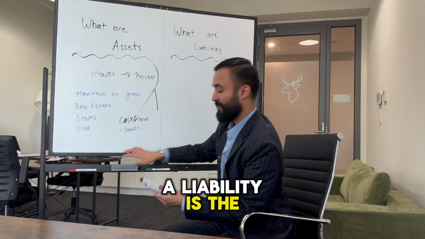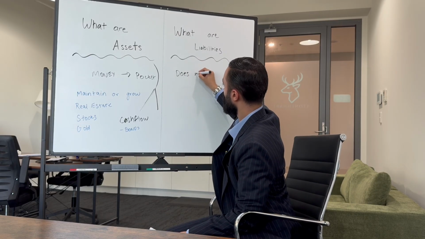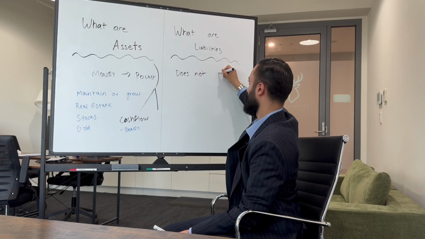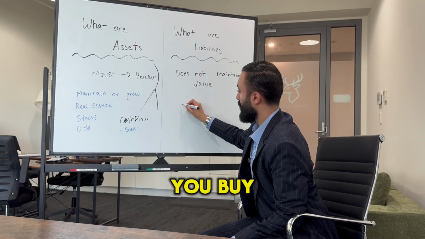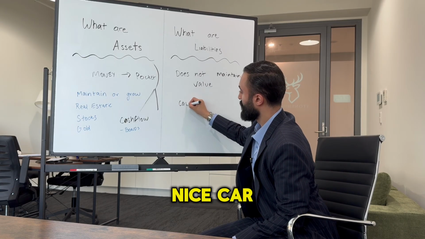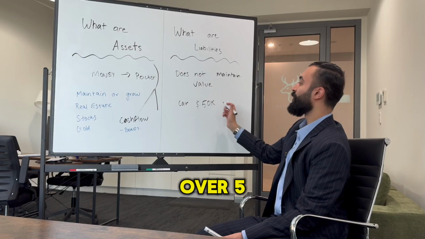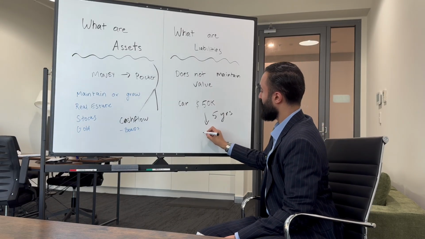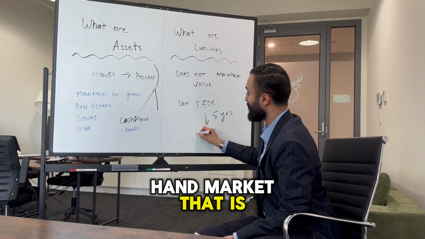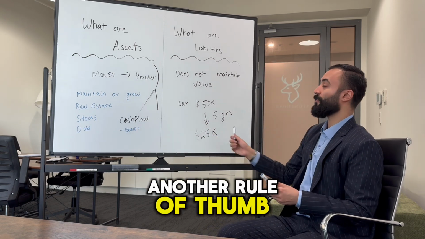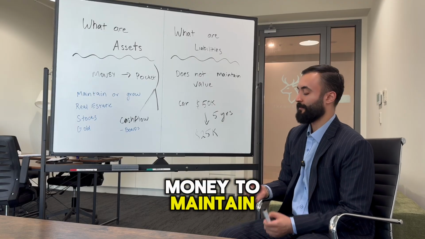A liability is the opposite. A liability does not maintain value. A liability will go down in value over time. Let's say you buy a really nice car. Your car is 50,000 brand new. Over 5 years, as it depreciates, your car might be worth 25,000 now on the secondhand market. That is a liability. Another rule of thumb with liabilities is they cost you money to maintain.